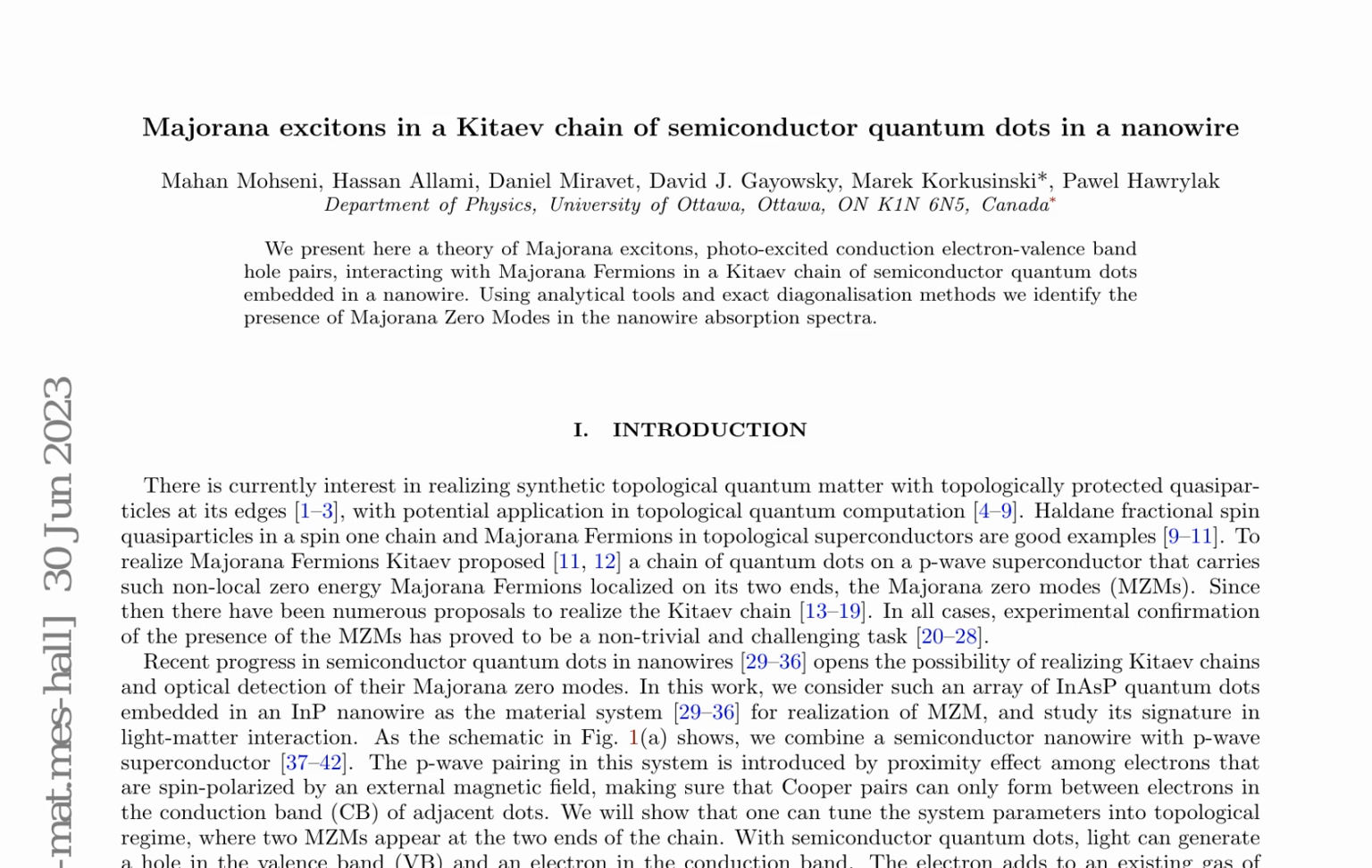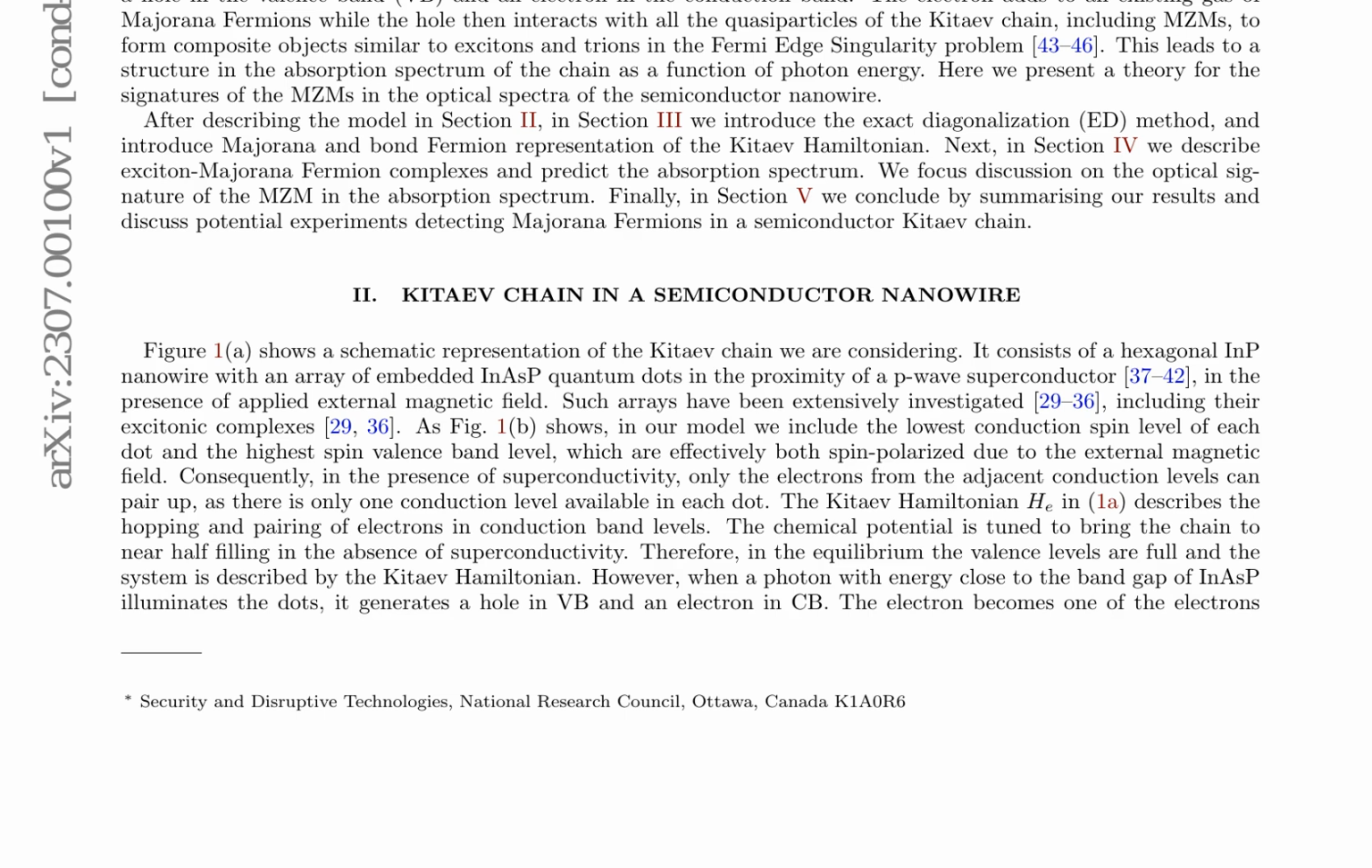The Kitaev Hamiltonian is used to describe the hopping and pairing of electrons in the conduction band levels, with the chemical potential tuned to bring the chain to near half-filling in the absence of superconductivity. When a photon with energy close to the band gap of an ASP illuminates the dots, it generates a hole in the valence band and an electron in the conduction band. This leads to the formation of exciton Majorana Fermion complexes, resulting in distinct signatures in the absorption spectrum of the chain as a function of photon energy.